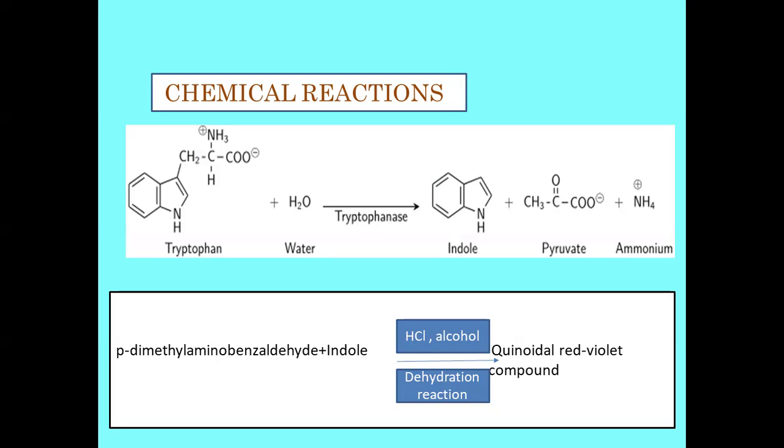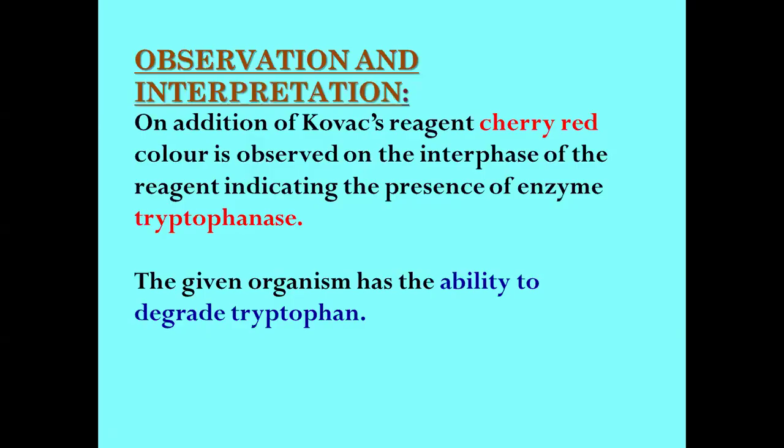This tryptophanase enzyme acts on the tryptophan and produces indole, pyruvate, and ammonia. At the end of 24 hours, when you add Kovac's reagent, composed of para-dimethylaminobenzaldehyde, amyl alcohol, and hydrochloric acid, it causes a dehydration reaction and forms a quinoidal red-violet compound. This compound produces a cherry red color in the ring portion of the indole medium. So on addition of Kovac's reagent, a cherry red color is observed.